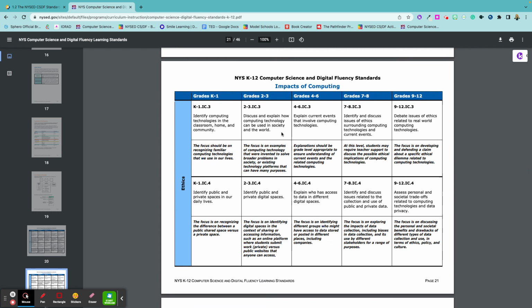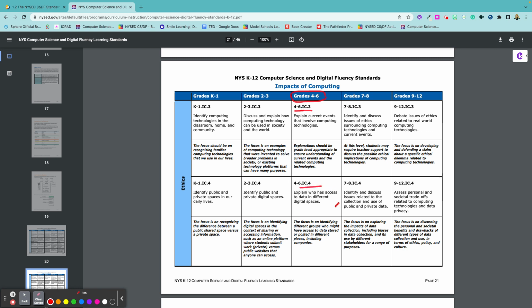Moving on to ethics, we're going to continue on in that 4 through 6 grade band here with IC3. Explain current events that involve computing technologies. Explanation should be grade level appropriate to ensure understanding of current events and related computing technologies. So for example, right now we're talking a lot about artificial intelligence and the regulations that might need to be put in place. There may be some great conversations you can have depending on how deep you want to go into the concept based on your grade band.